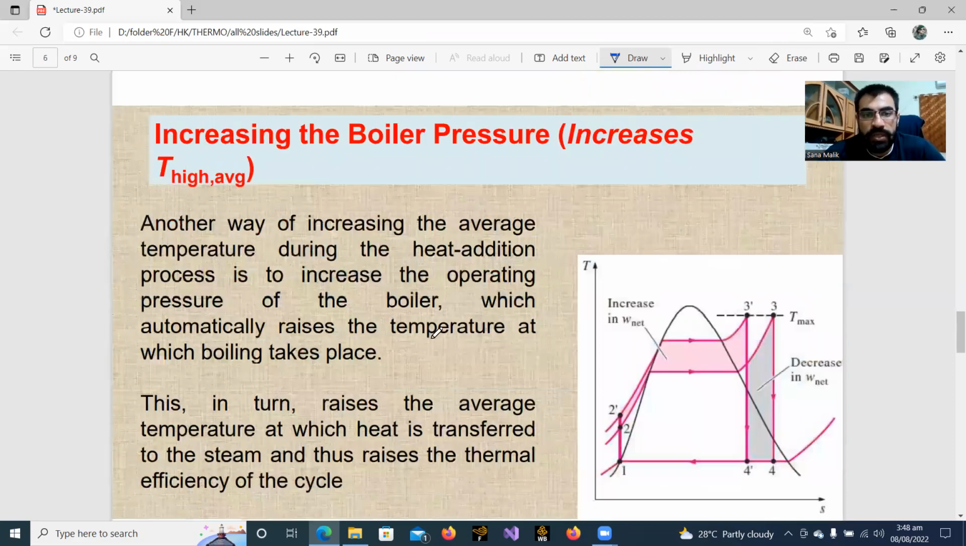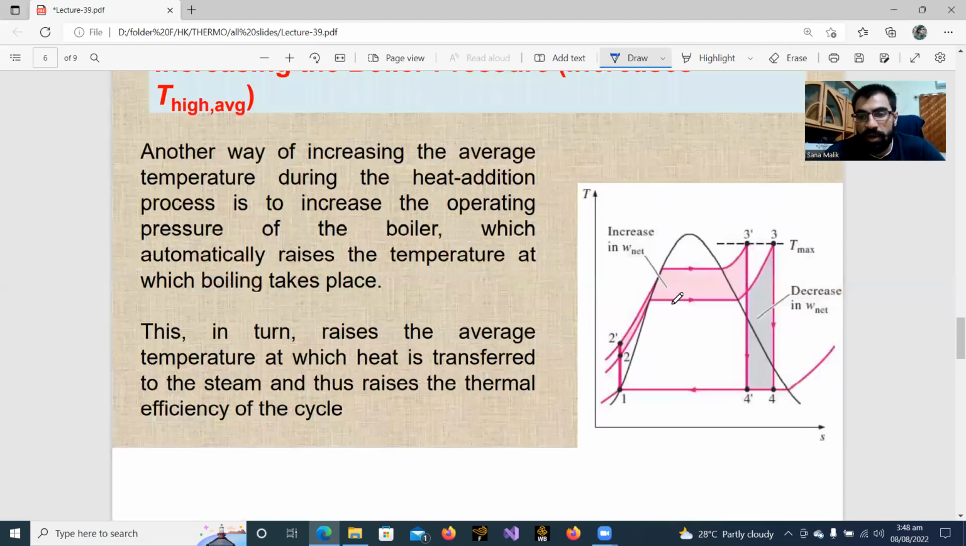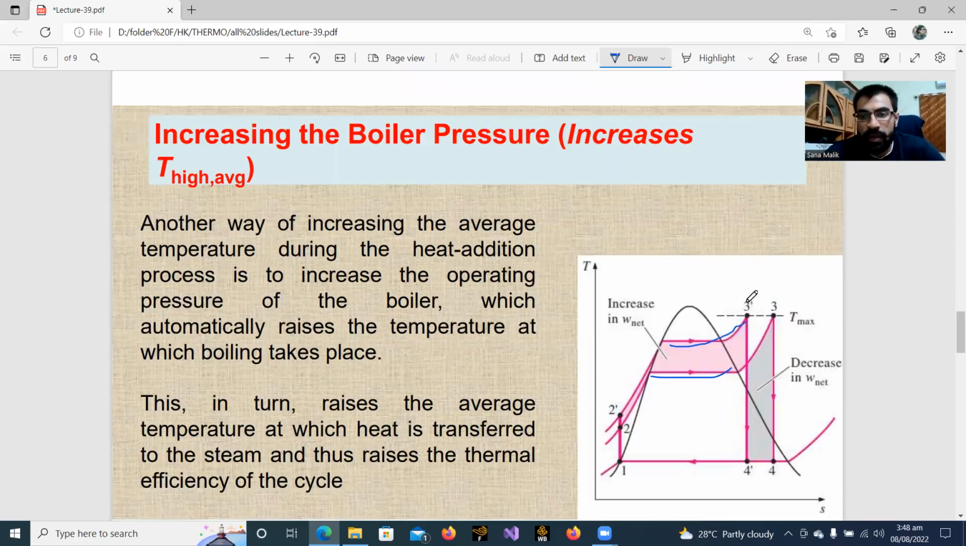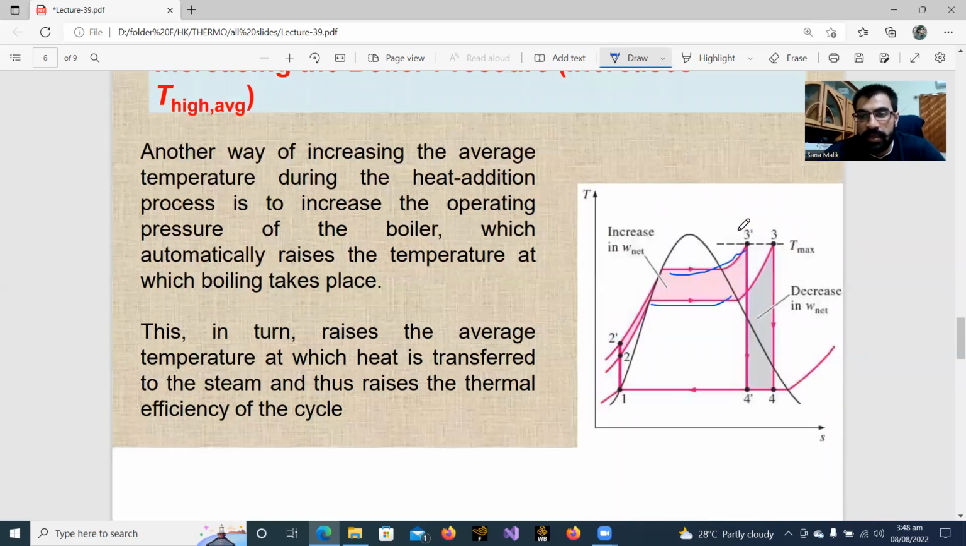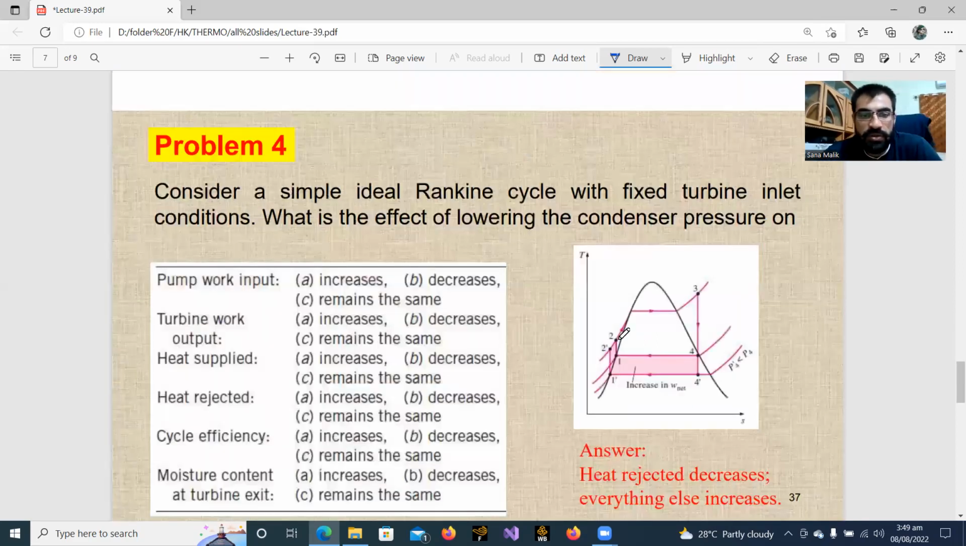Another way is to increase the boiler pressure. So this was the boiler pressure. If we can increase the boiler operating pressure, it's going to give us the same superheated steam, but this will be the decrease in net work, and this will be the increase of net work, and the mixture content of the steam will also increase. Work of pump will also be increased. So these are the pros and cons.